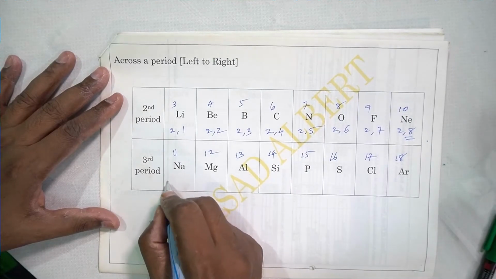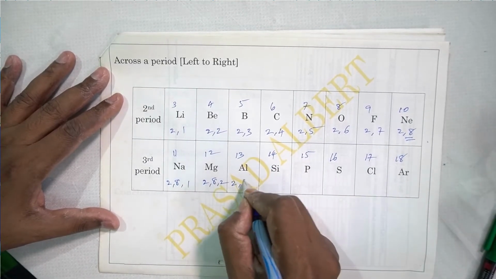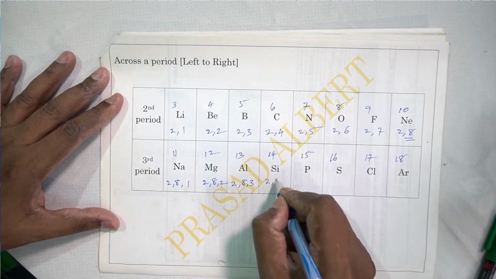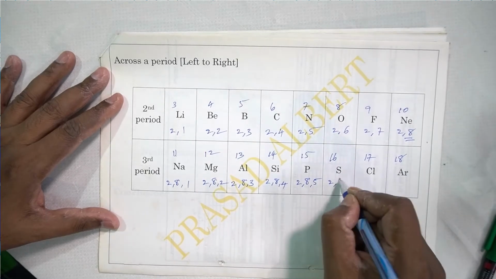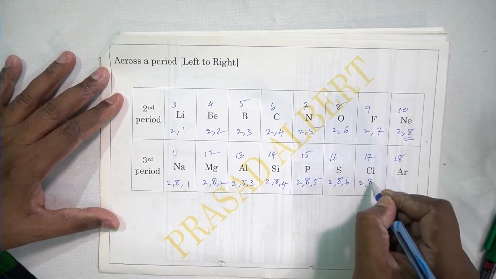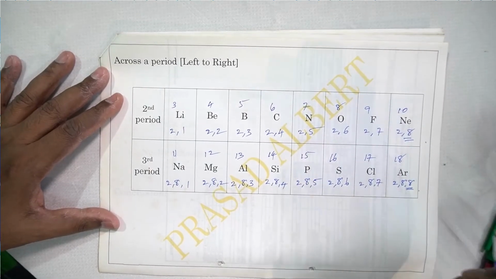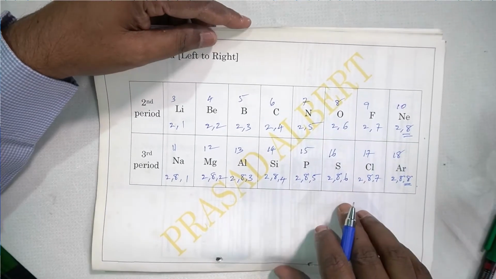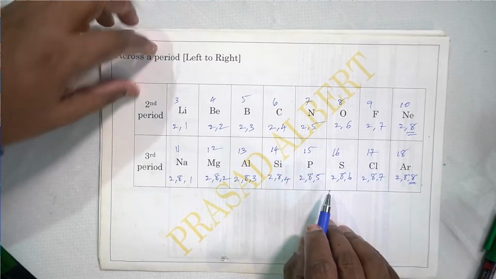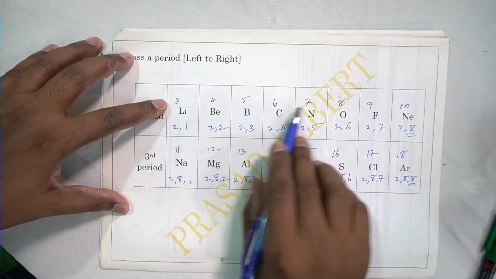Okay. And the configuration is 2, 8, 1; 2, 8, 2; 2, 8, 3; 2, 8, 4; 2, 8, 5; 2, 8, 6; 2, 8, 7; and 2, 8, 8, which is an octet here. So this is the electronic arrangement in these atoms. Now let's see, the number of orbits is the same, whereas the nuclear charge is increasing.